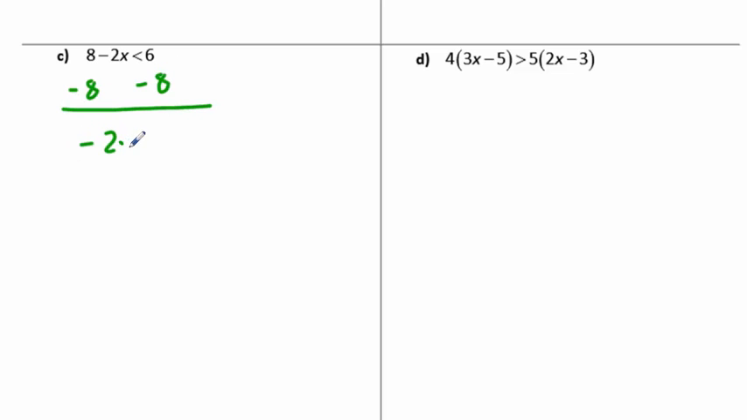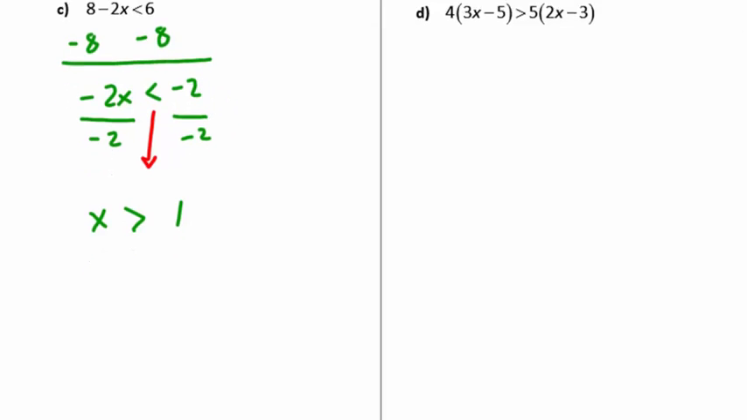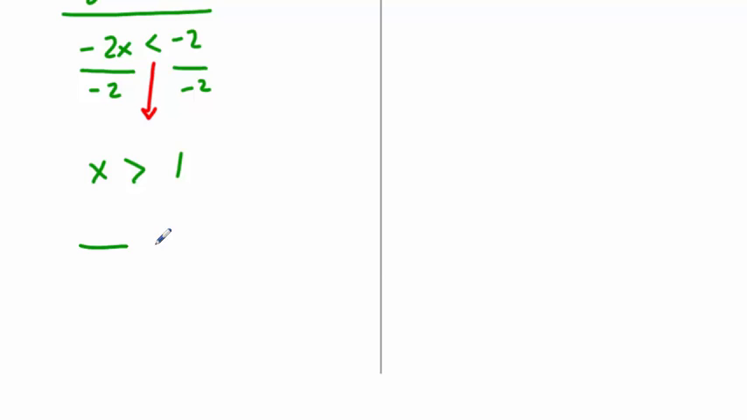We'll get negative 2 is less than 6 minus 8, which is negative 2. We're going to divide both sides by a negative 2. We're dividing by a negative number, so my inequality symbol will switch. The number I divided both sides by is negative, so I'm going to flip the inequality and then do my division. Negative 2 divided by negative 2 is 1. So the correct answer is x is greater than 1.